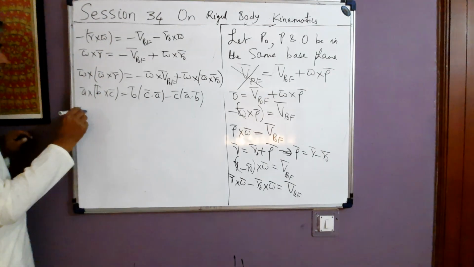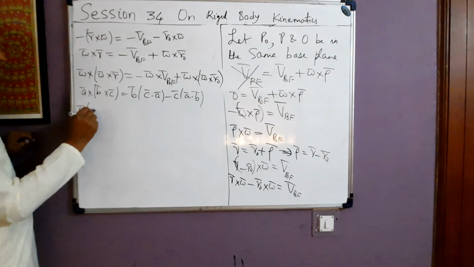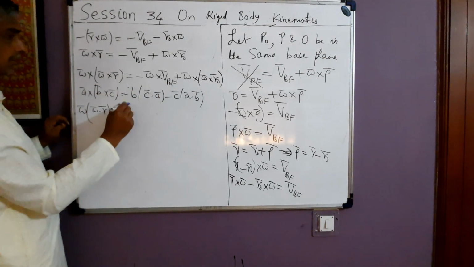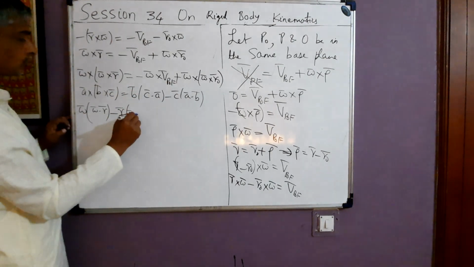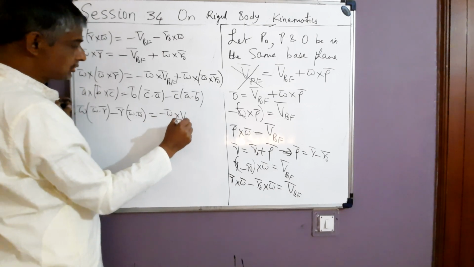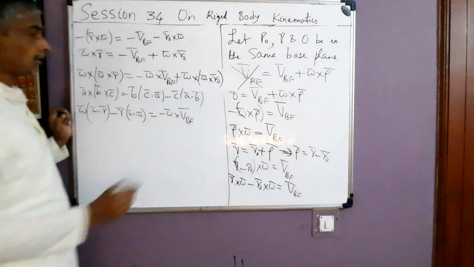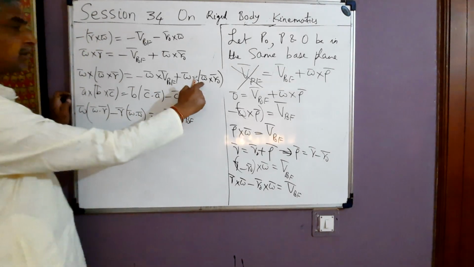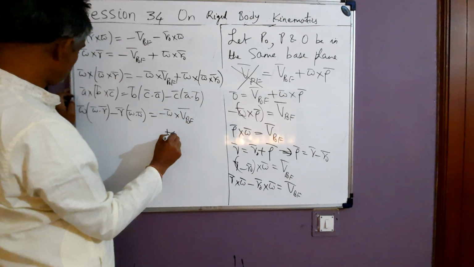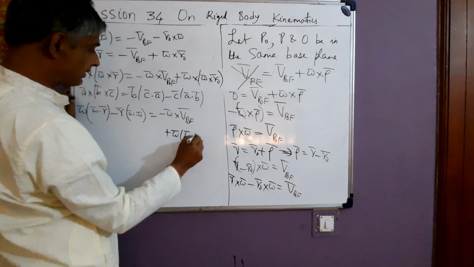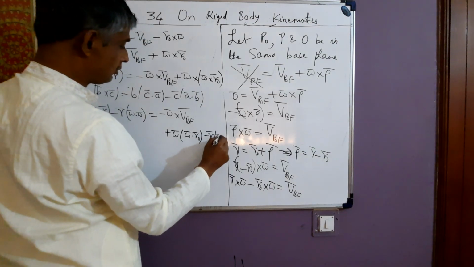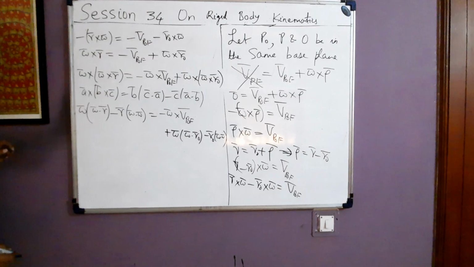B becomes omega. C dot A becomes omega dot R. Minus C, where C becomes R, into A dot B, which becomes omega dot omega. This becomes minus omega cross Vp naught F. And this is also split by the same rule. This will be equal to plus omega into omega dot r naught minus r naught into omega dot omega.